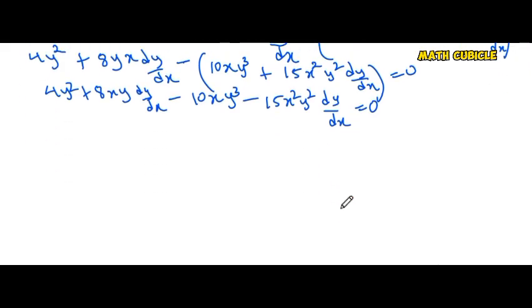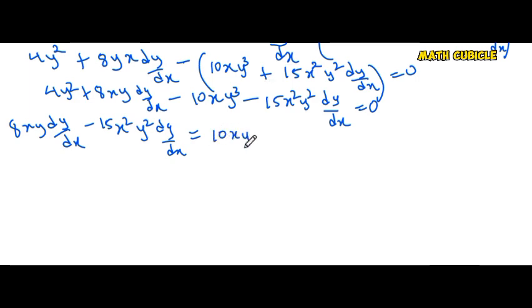Now what we do is we collect like terms, the dy dx terms together, then the remaining terms we move to the right. Let's take it gradually. This becomes 8xy dy dx minus 15x squared y squared dy dx is equal to, when we move this to the right hand side, it becomes 10xy cube. Move this to the right hand side, it becomes minus 4y squared.